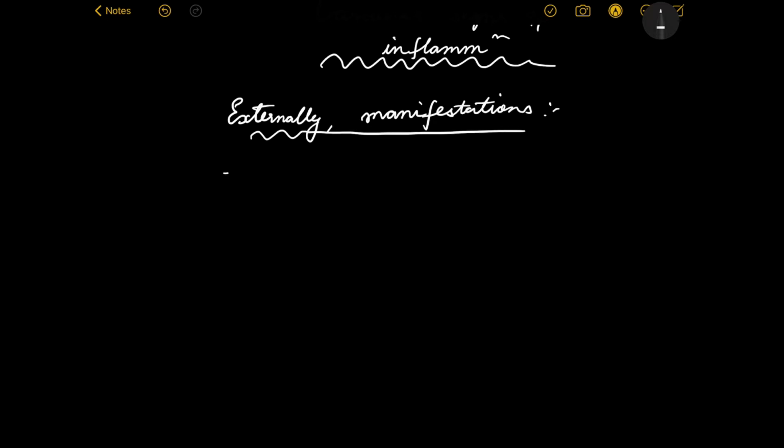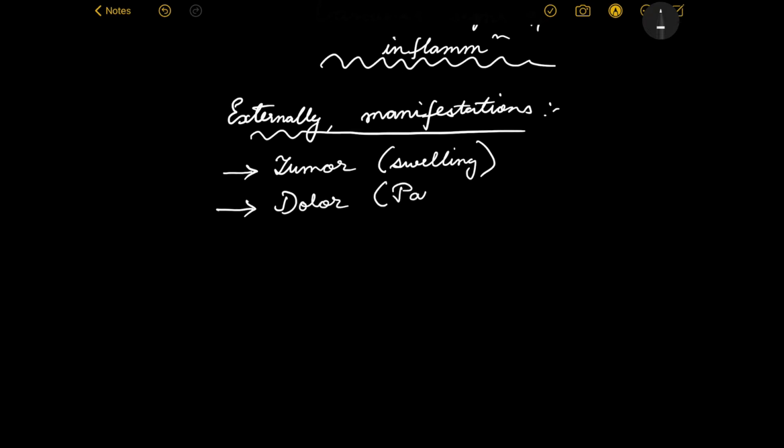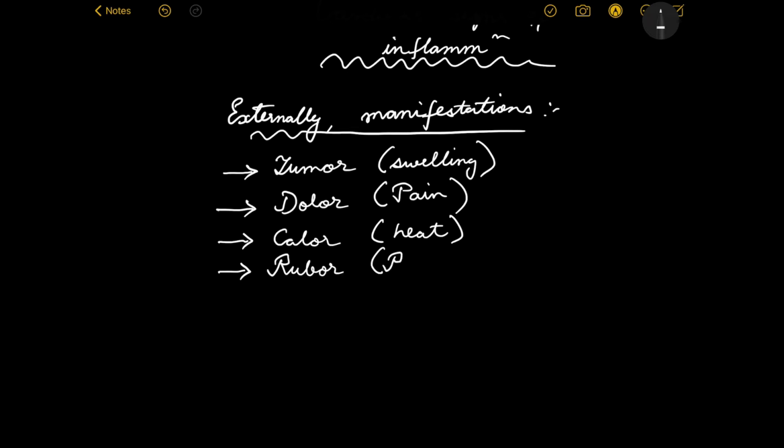Number 1, we say it is a tumor. Tumor means swelling. Number 2, dolor. Dolor means pain. Number 3, calor. Calor means heat. And number 4, rubor. Rubor means red.